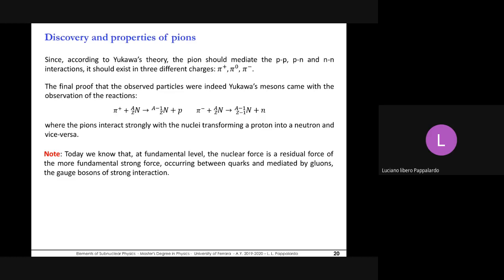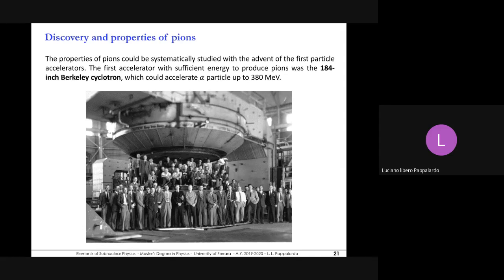Now, still on the properties of the pions, the properties of pions could be systematically studied with the advent of the first particle accelerators. And in fact, the first accelerator with sufficient energy to produce pions was this 184-inch Berkeley cyclotron, which could accelerate alpha particles up to 380 MeV.